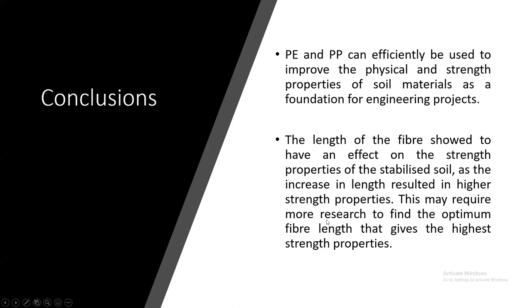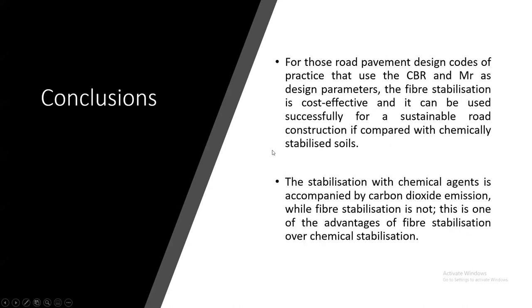This may need more research in the future, to find out the optimum length that gives us the highest strength property. For those in pavement design, codes of practice use the CBR and resonant modulus as design parameters, so fiber stabilization could be assumed to be cost-effective and can be used successfully for sustainable road construction compared with the traditional chemical one. The stabilization with chemical agents is combined with carbon dioxide emission, while fiber stabilization is not. This is one of the advantages of fiber stabilization over chemical stabilization.